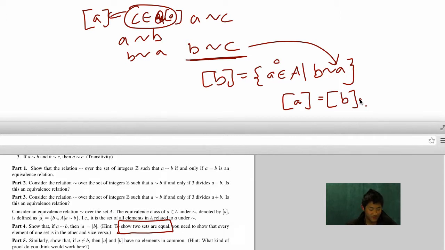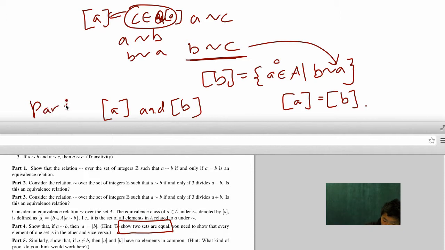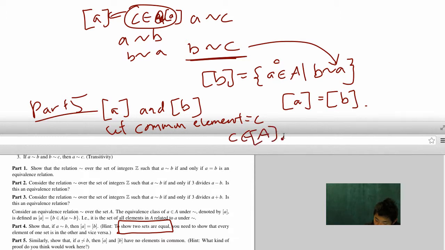Excellent. So now part 5. Part 5, the written solutions prove it by contradiction, but I can actually also prove this by contraposition. I just got to be a little bit more careful. So here, we want to assume that A and B have something in common, and let this common element be C. So C is in A, and C is in B.